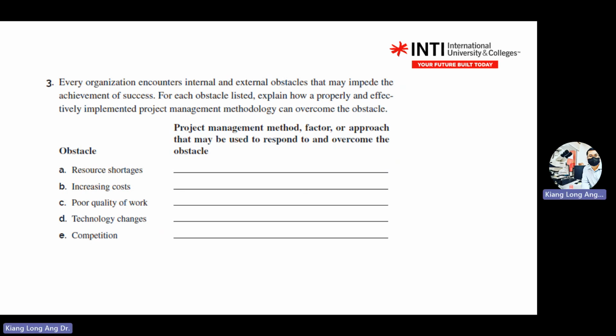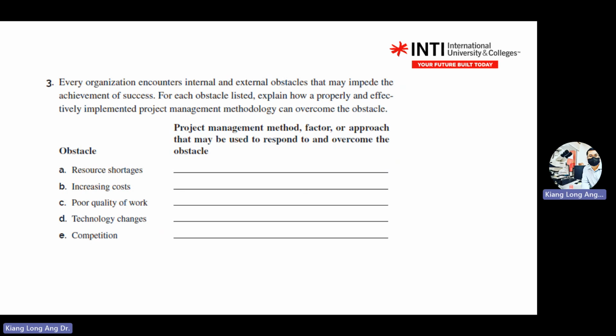So you have obstacles. You have resources, cost, quality, technology changes and competition. So again, if you see the obstacles here, it is still linked to the definition of project success, right? Resources, cost, quality. This one is a customer requirement. Technology changes. This one, competition. This one is the environment, the environment needs. Okay. So what project management method, factor, and approach may be used to respond to and overcome the obstacles?